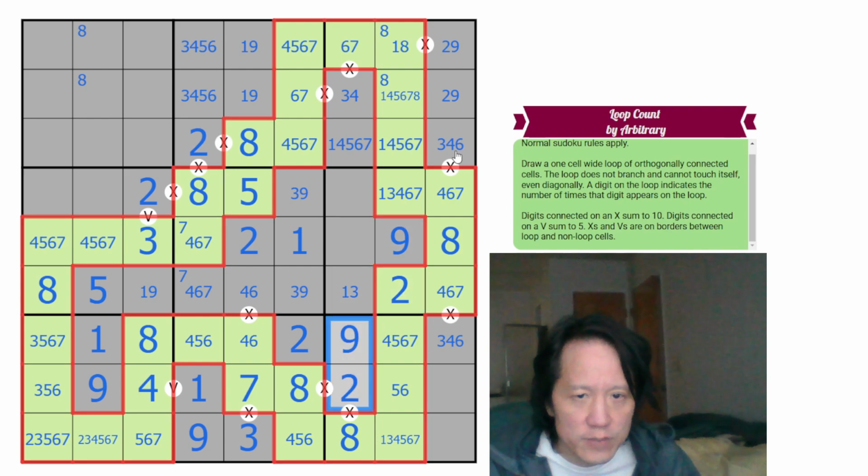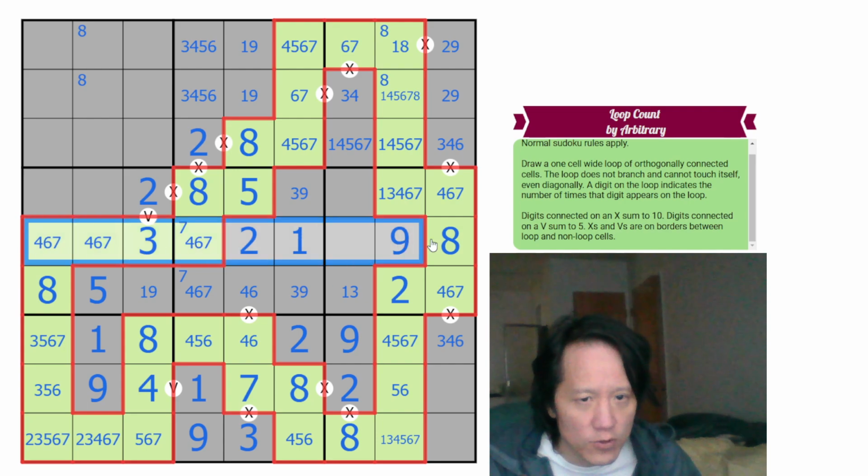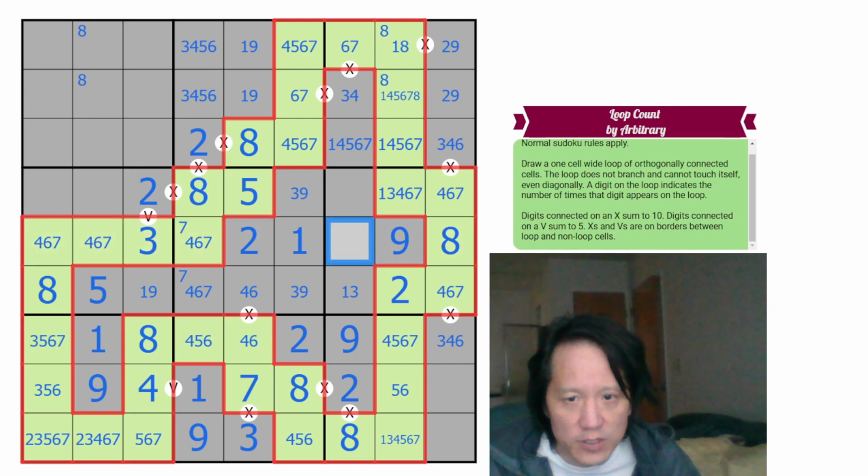Because we have a 2, 9, where is it going to be here? It can't be here. So 2 is one of these. This can't be 5. So we have a 4, 6, 7 triplet in row 5. Therefore, the 5 has to be here, which means this can't be 5.